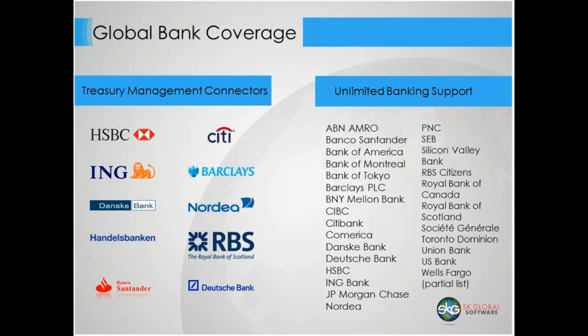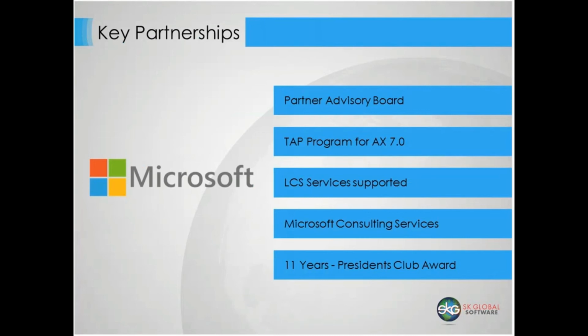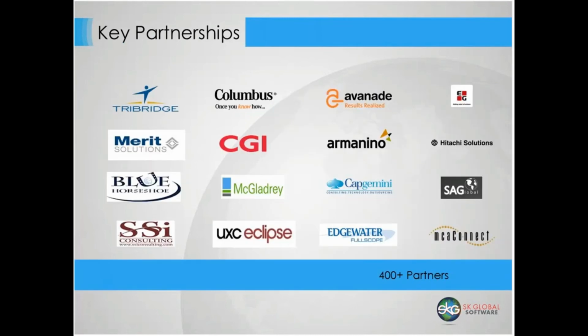As you can see, we work extensively with a lot of different treasury bank systems and banks from around the world, about 300 in total that we've worked with. And we're very involved with Microsoft in terms of the Partner Advisory Board, the TAP program for AX7, supporting the LCS curation process. We work closely with Microsoft Consulting Services, and we've been awarded President's Club 11 years running. We do partner with many partners in the community. We have over 400 active partnerships, many of the resellers that you're familiar with. We work with them on a day-to-day basis in helping their customers implement our solutions.